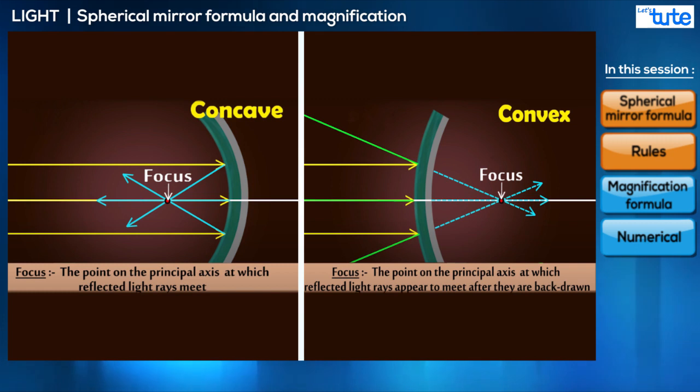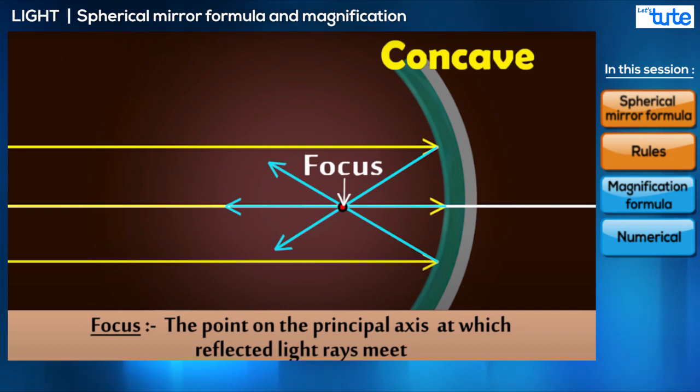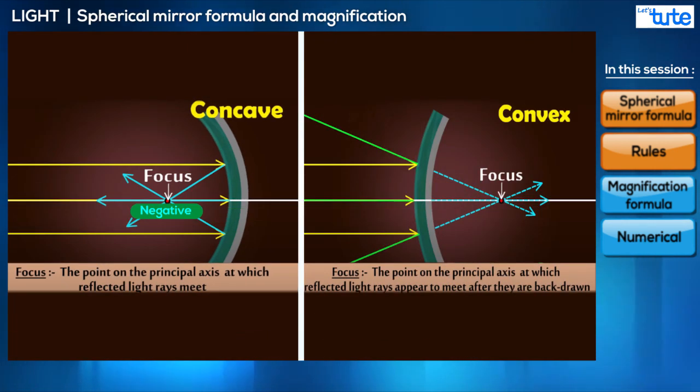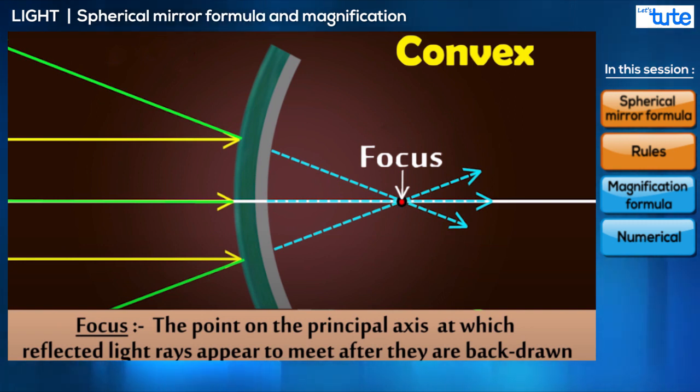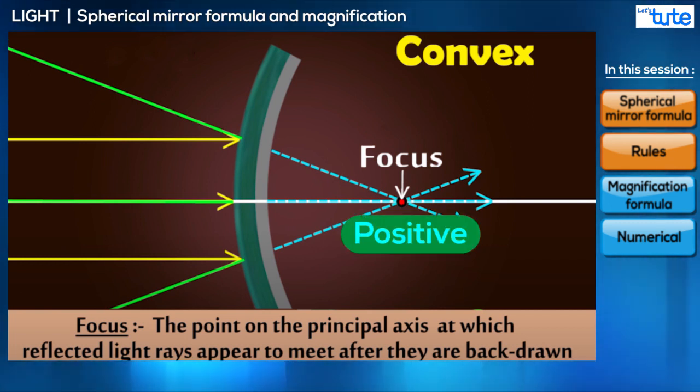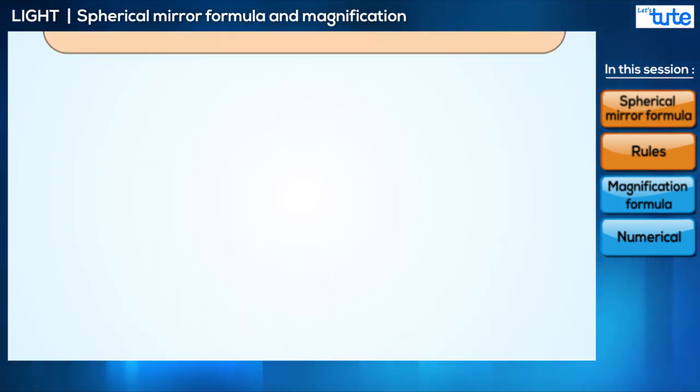These rules give us a sign for the focal length of the two mirrors. If we look at a concave mirror, the parallel rays from infinity meet at the focus, which is seen to be to the left of the pole. Thus, the focal length of a concave mirror is negative. Similarly, the parallel rays from infinity when incident on a convex mirror seem to be diverging from the focus, which is to the right of the pole. Thus, the focal length of a convex mirror is positive. Let's look at some examples on how to use the mirror formula.